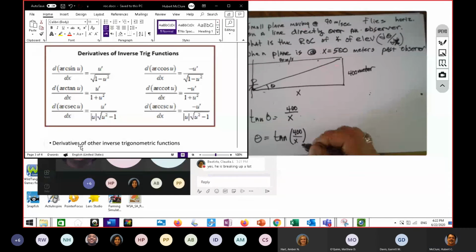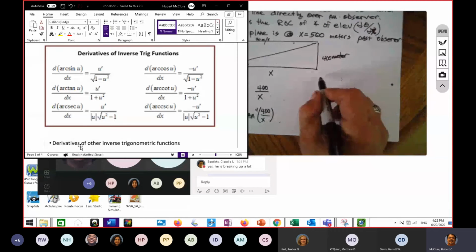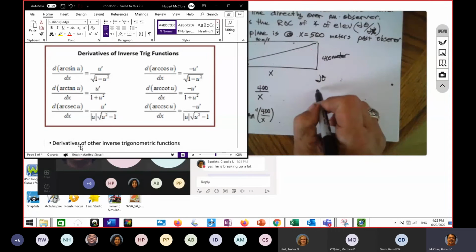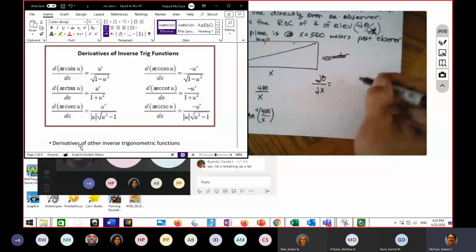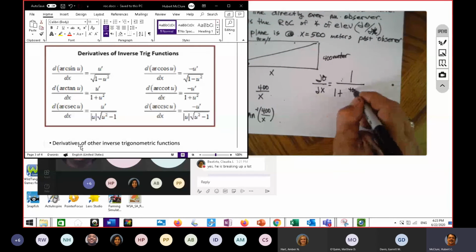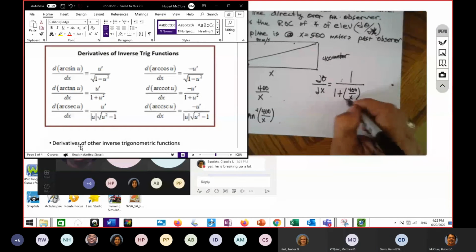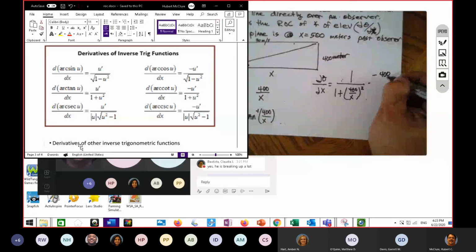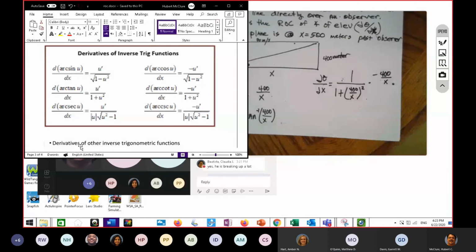and plug and chug. So d theta dx is equal to, plug and chug, that'd be 1 over 1 plus 400 over x raised to the second power times negative 400 over x, because that is that right there. Wouldn't that be x squared? Yes, sorry, thank you. No, that would be x. The negative 400 over x squared. Yeah.